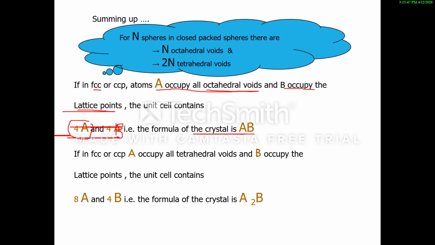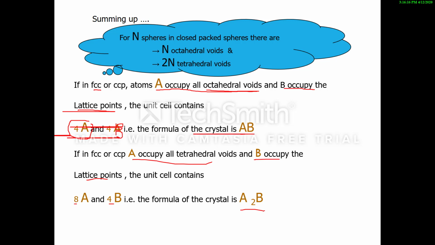Clear? In the same way, if A occupies the tetrahedral voids and B occupies the lattice points, then as we know, tetrahedral voids are 8. That's why the number of atoms of A is 8, and B are present at the lattice points, so their contribution is 4. So the ratio 8:4 is 2:1. That's why the formula is A2B. I think it is clear to you, and that's all.